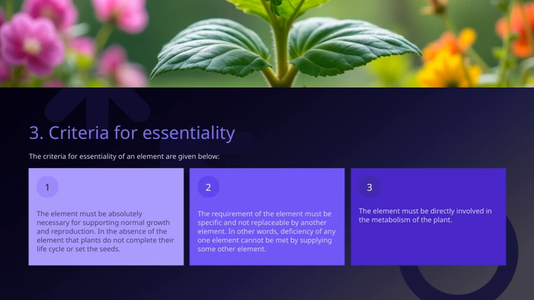Third, the element has to be absolutely necessary for supporting normal growth and reproduction. Without it, the plant can't complete its life cycle or set seeds, which shows how critical it is. Finally, these points together form the key criteria for determining whether an element is essential. They help us understand why certain elements are vital for plant health and development. This concept is fundamental as we explore how plants acquire and utilize nutrients.